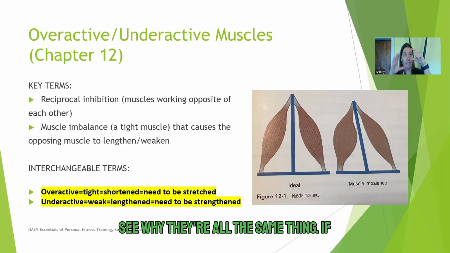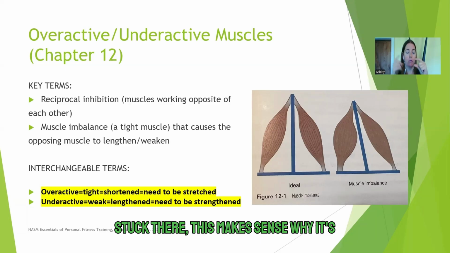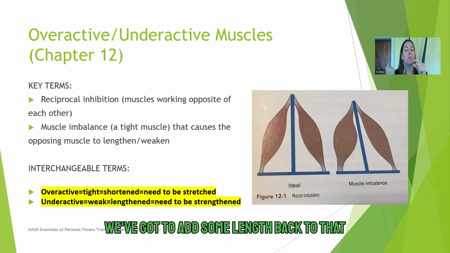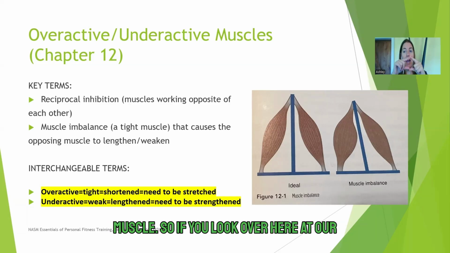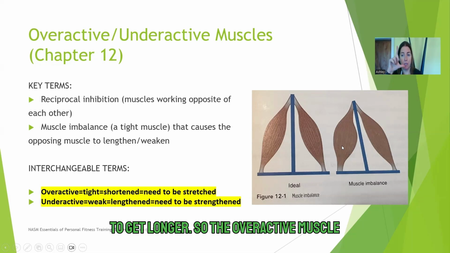If that muscle gets contracted and it gets stuck there, this makes sense why it's shortened, right? It's contracted. So it stays tight because it's too short. It's overactive. It will not stop doing its job. So this muscle is too short. What do we need to do? What is the solution? We've got to add some length back to that muscle. So if you look over here at our picture on the right, you can tell that the way for us to get back to a right angle here, for this line to get straight up and down, is for this muscle to get longer. So the overactive muscle needs to be stretched.